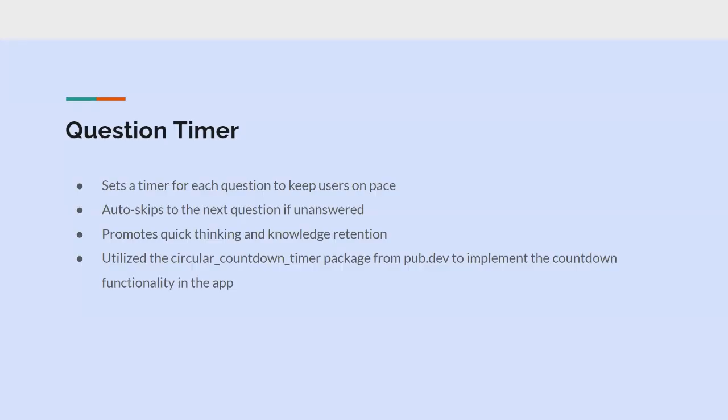So for our first feature, we have our question timer. It sets a timer for each question to keep users on pace. It auto skips to the next question if unanswered, and it promotes quick thinking and knowledge retention. And finally, it utilizes the circular countdown timer package from pub.dev to implement the countdown functionality in the app.